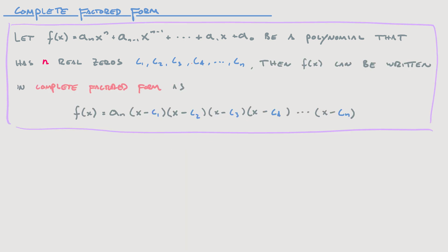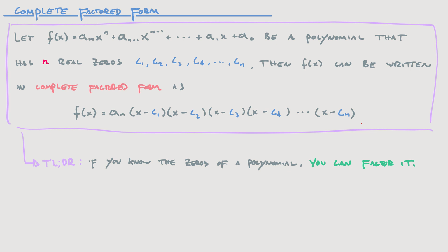But if that's the case, then f of x can be written in what we call complete factored form exactly like this. F of x is equal to leading coefficient, which is actually the same leading coefficient that you see in standard form, times x minus your first 0, times x minus your second 0, times x minus your third 0, times x minus your fourth 0, times x minus your fifth, sixth, seventh, all the way until you get to x minus your nth 0, and that is completely factored form.